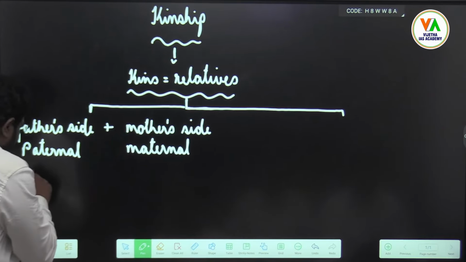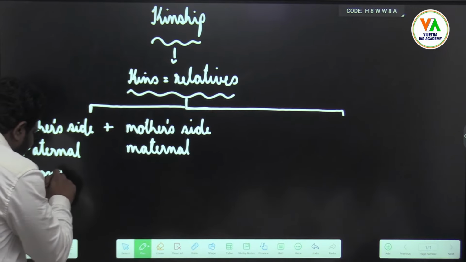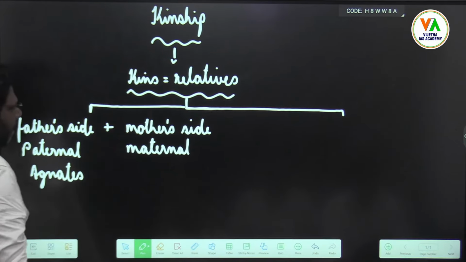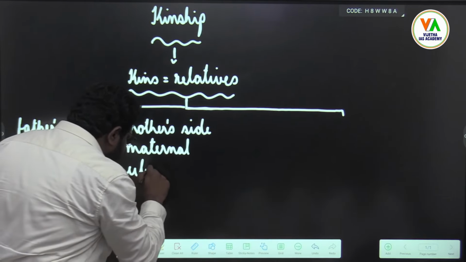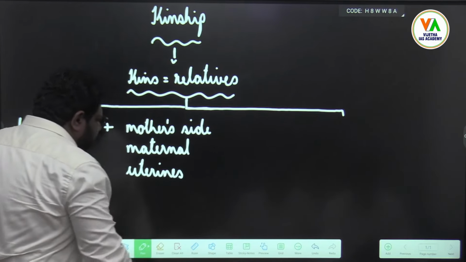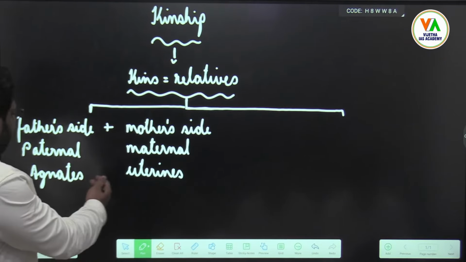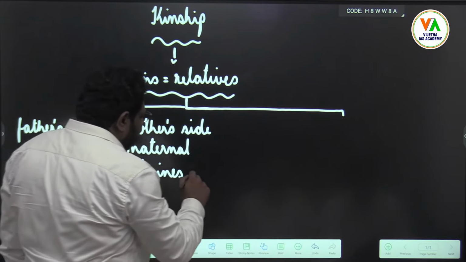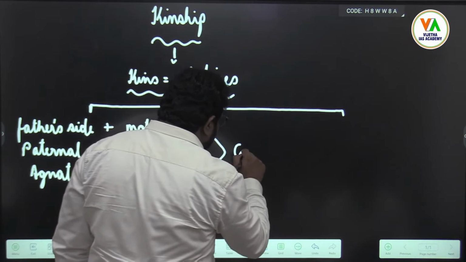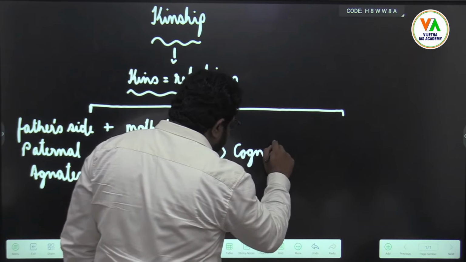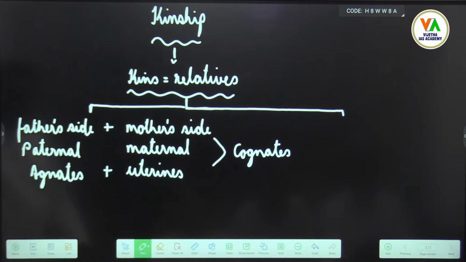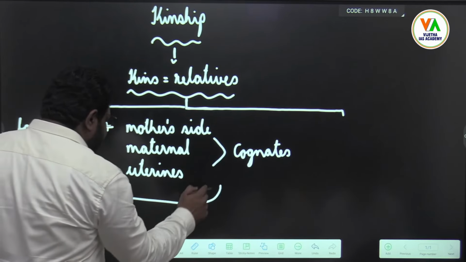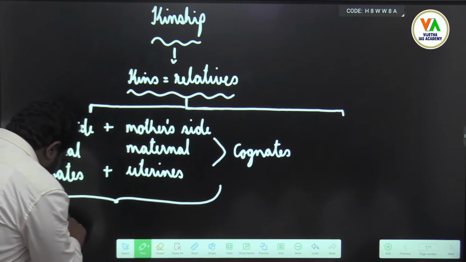Father side relatives are known as agnates. Mother side relatives are known as uterines. So together these agnates and uterines are known as cognates. Both from father side and mother side, these relatives are considered to be consanguineal relatives.